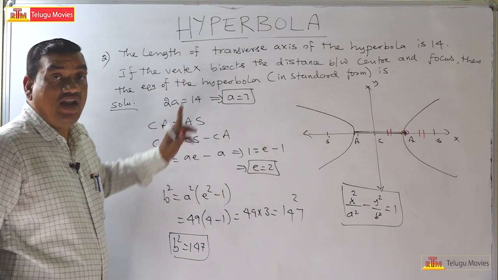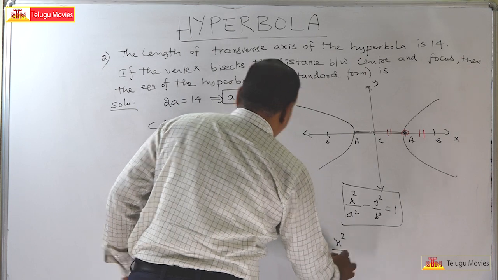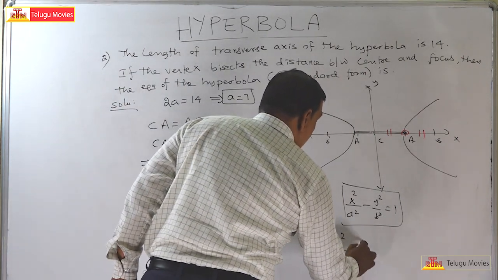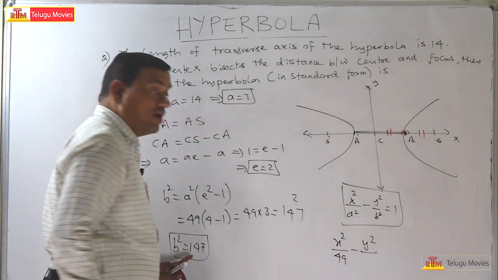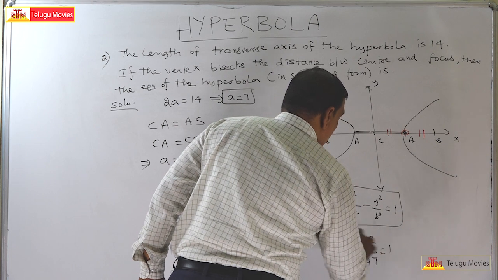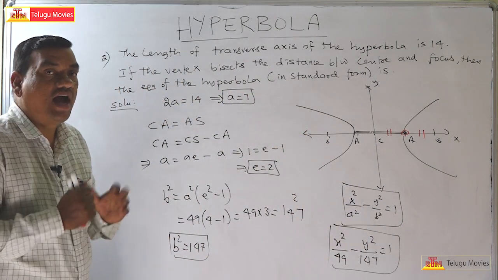Therefore you know the A value and the B value, so substitute there. So x square by A square, which is 7 square, 49, minus y square by B square, which is 147, is equal to 1. So this is the equation of the required hyperbola.